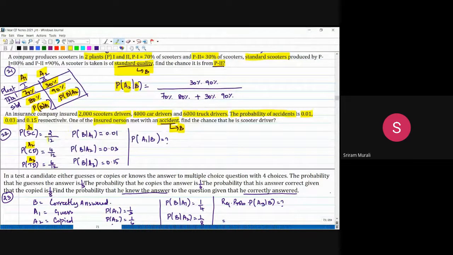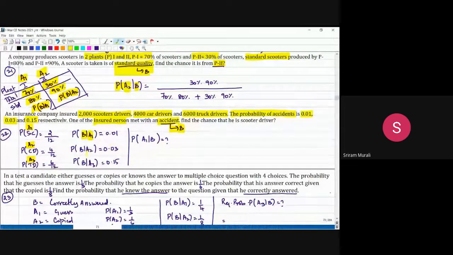Now, why is it 2 by 12? 2,000, 4,000, 6,000. You know the total is 12,000. That is why I said 12. The 0 gets cancelled. What is a scooter driver to get? 2 over 12. Car driver 4 over 12. Truck driver 6 over 12. I cancelled 0. In 12,000 drivers, scooter driver contribution is 2,000. Sorry, car driver contribution is 4,000. Truck driver contribution is 6,000. In this, if I take a scooter driver, a chance of getting an accident is 1%.